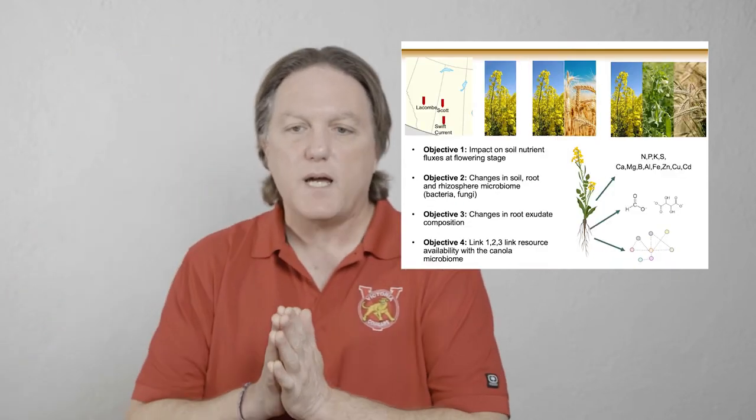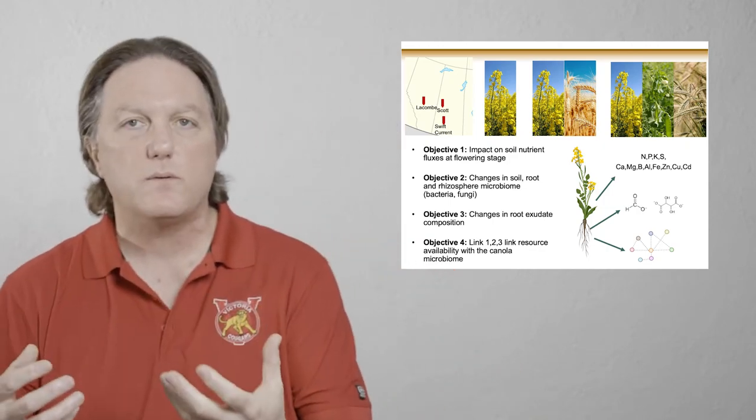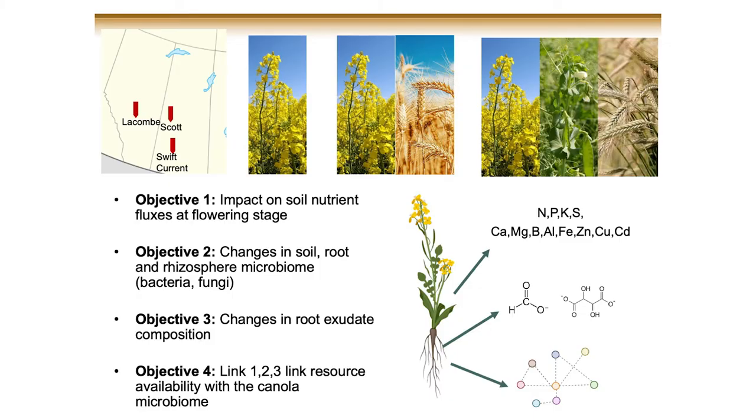So in terms of objectives, we had four key objectives. We have three geographic areas to examine. We have three different rotational strategies. And our first objective here was to examine the impact of these rotational strategies on the nutrient fluxes that the plants are observing. So what nutrients are flowing through the soil that the roots may have access to at their flowering stage. So we could look at important soil nutrients like nitrogen, phosphorus, potassium, and so on and so forth.